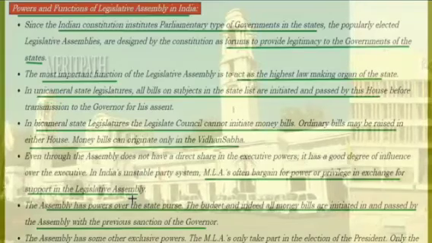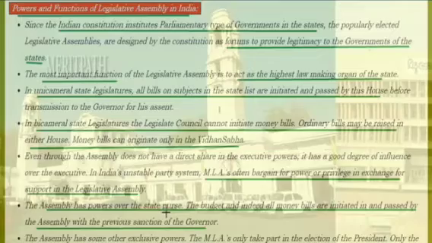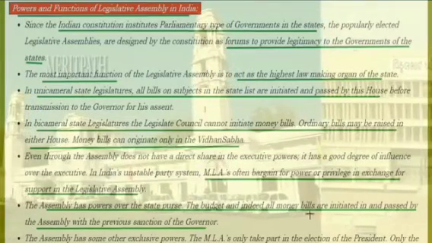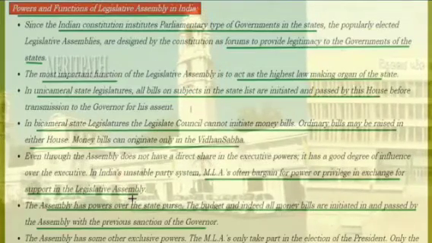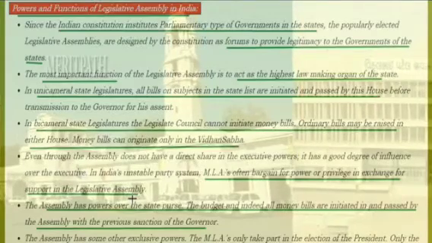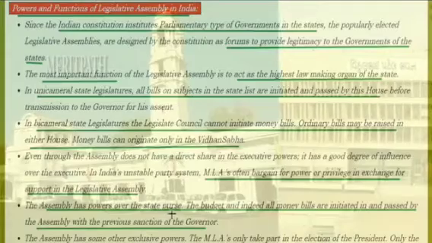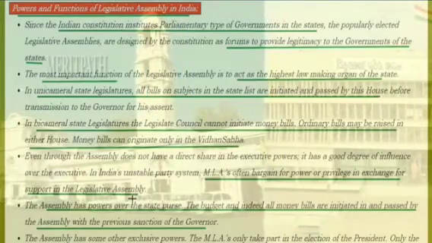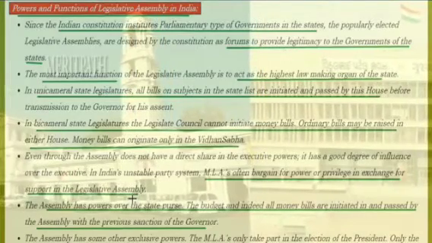Even though the assembly cannot take direct decisions, it has a good degree of influence over the executive. India has an unstable party system. There are many political parties. That is why MLAs bargain for power, and in exchange for power, they provide support in the assembly sessions.